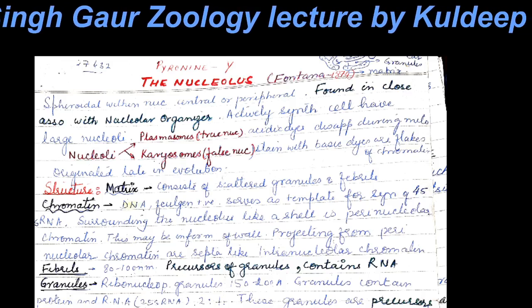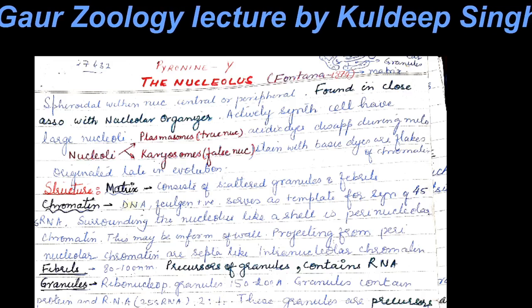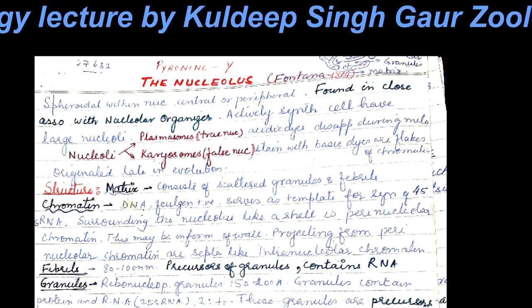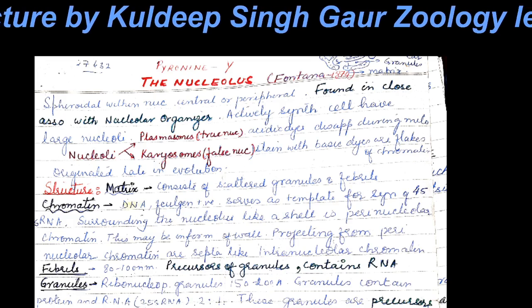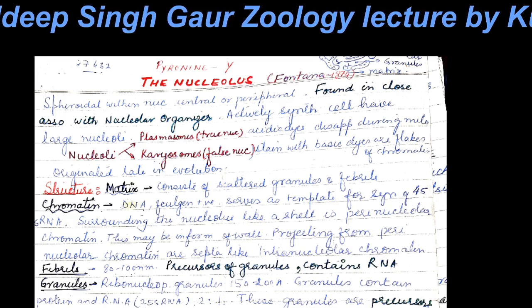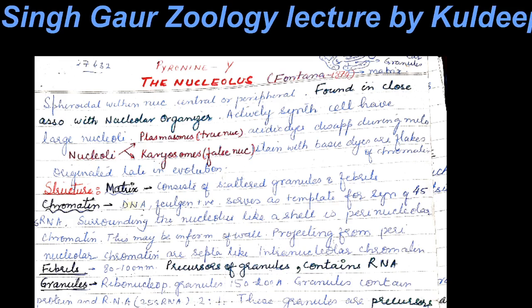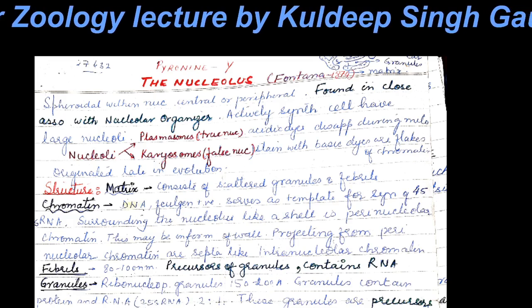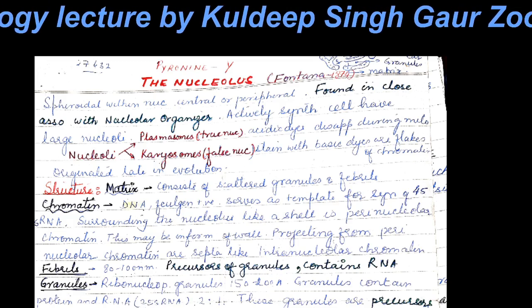Students, we are going to study the nucleolus today. The nucleolus was first discovered by Fontana in 1870, and it is found inside the nucleus. It appears as if it's a membrane-bound organelle, but it is not so. What it is, let us see.